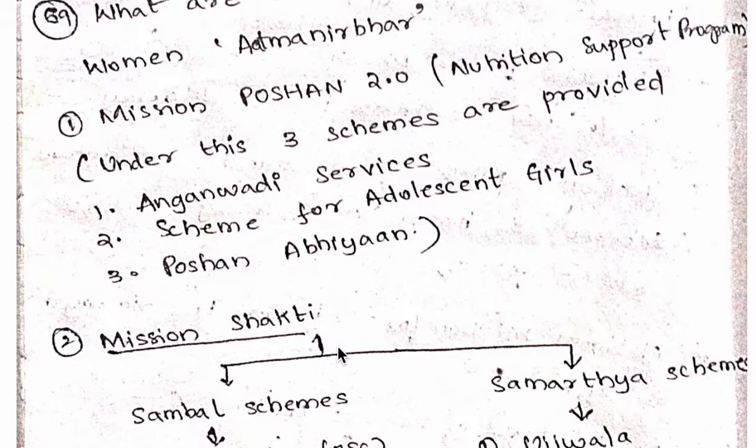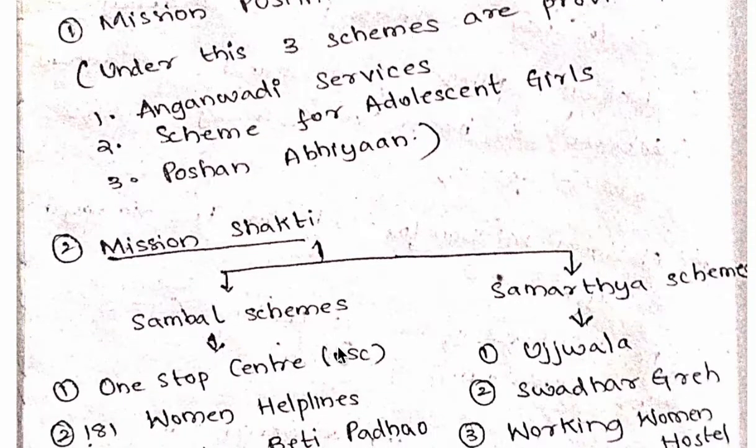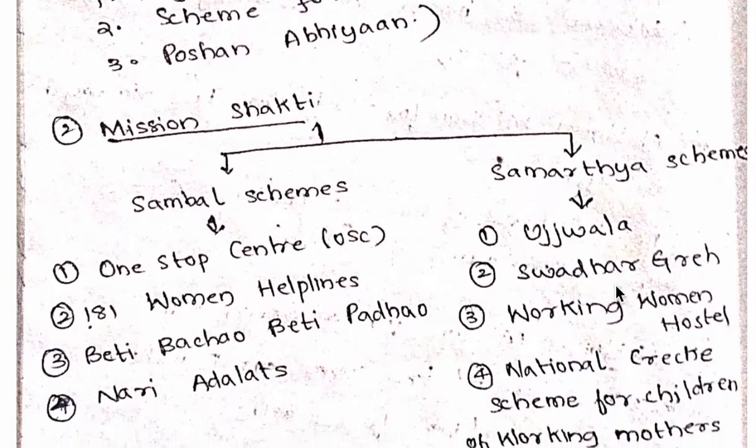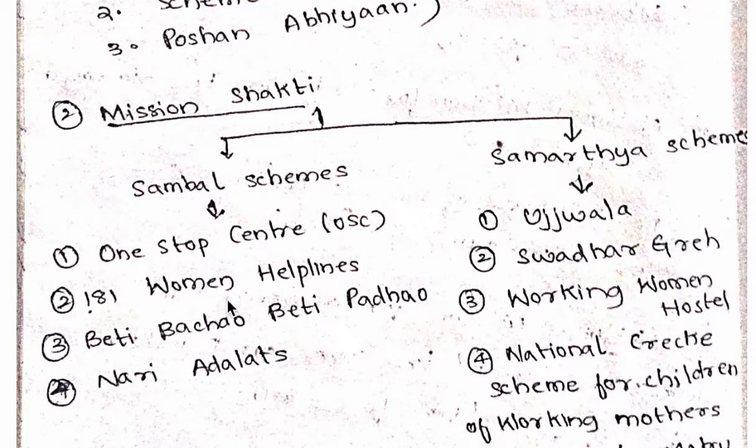And the second one is Mission Shakti. In this Mission Shakti, this mission is divided into 2 sub schemes. One is Sambal schemes and the other is Samarthya schemes. Under Sambal scheme we have 4 other schemes. First is One Stop Center, second is 181 Women Helplines, third is Beti Bachao Beti Padhao, and fourth is Nari Adalats.